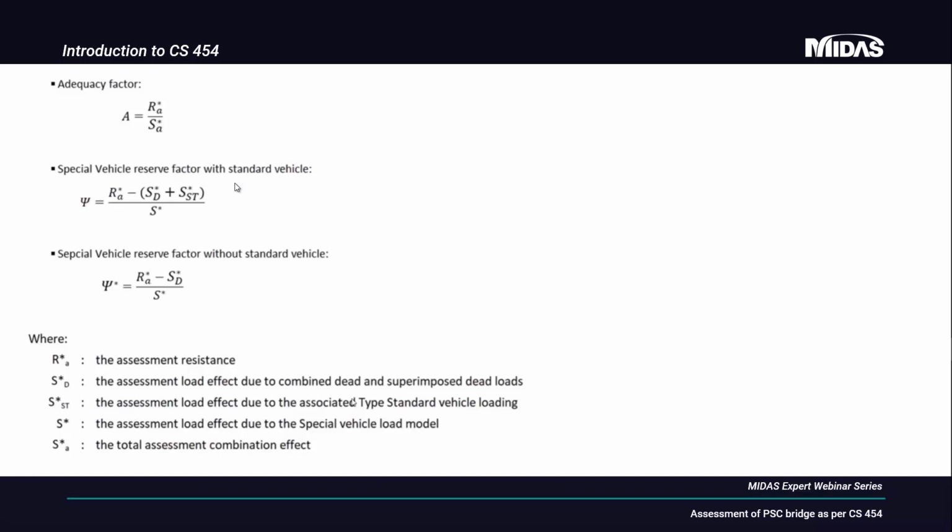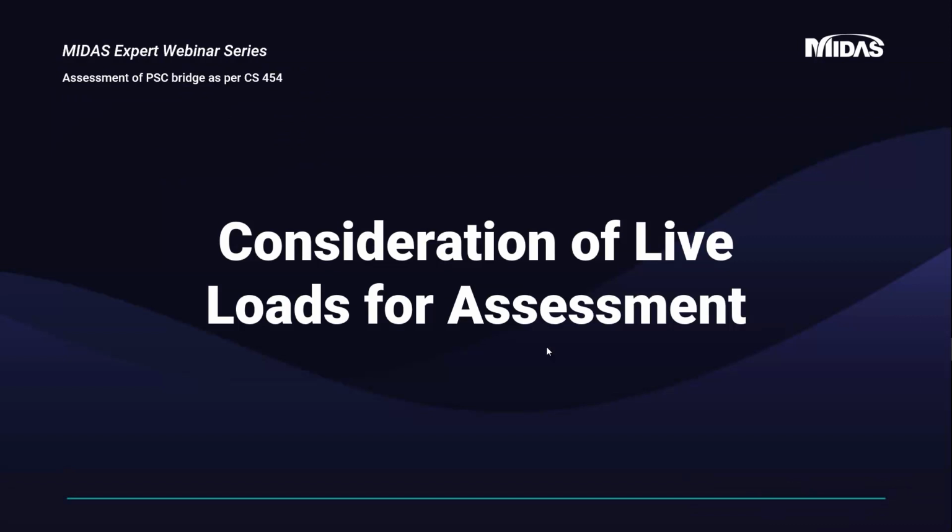So all the equations are given here, where SD star is the assessment load effect due to combined dead load and superimposed load, and SST star is the assessment load effect due to associated type standard vehicle loading. Then S star is the assessment load effect due to special vehicle load model, and S star A is the total assessment combination effect. Okay, now let's move on to consideration of live loads for assessment. So here we will discuss what live load should be considered for assessment of our bridge structure.